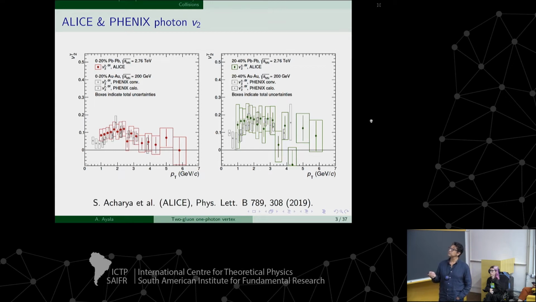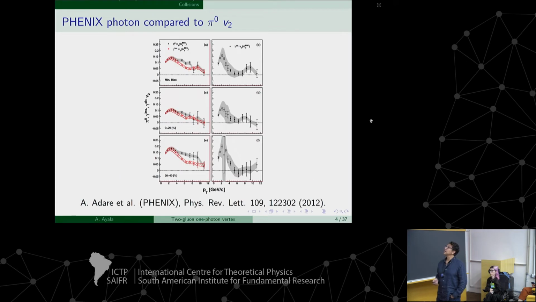This is the V2 coefficient as a function of pT. And as you can see, both PHENIX and ALICE, shown here in red ALICE and in green PHENIX, agree on the measurements of V2. And you see that this V2 is non-zero. It tends to zero when pT goes to larger values, larger than 4 GeV. And this is done for different centralities and, of course, different energies. This is top RHIC energy and top LHC energy.